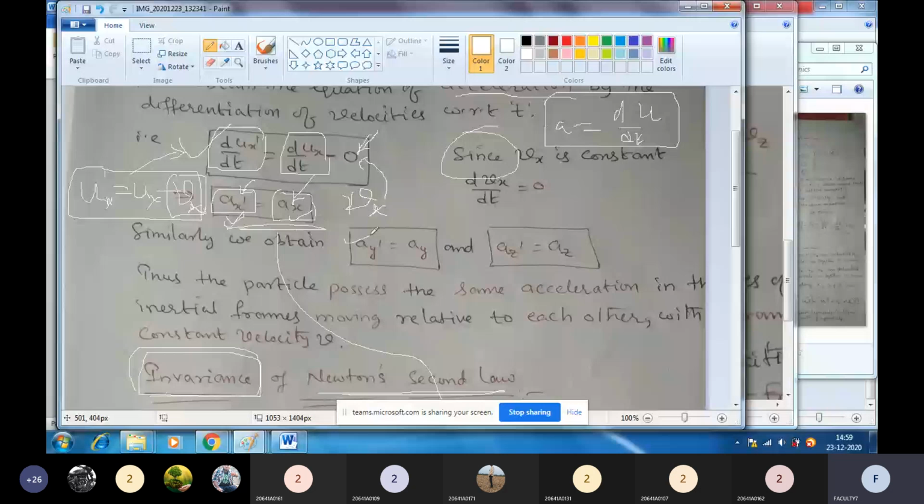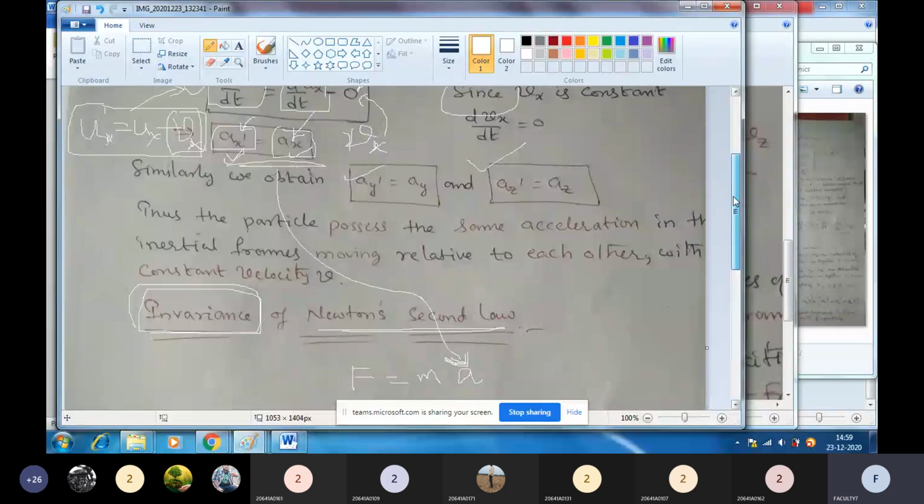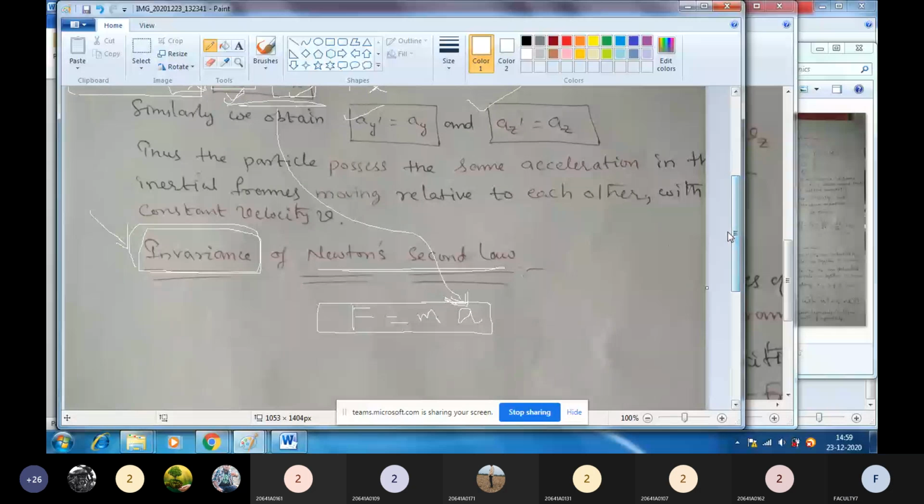So that's what you concluded: even though the frames are moving, as those are inertial frames, the acceleration is remaining the same. And thereafter we are going to conclude in the next class about the invariance of Newton's second law. So as the acceleration is remaining constant in both the frames, what is the conclusion that we will see in the upcoming class? A simple conclusion is there. We just need the comparison only.